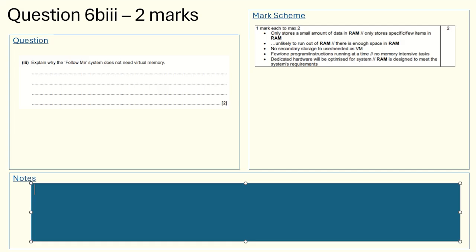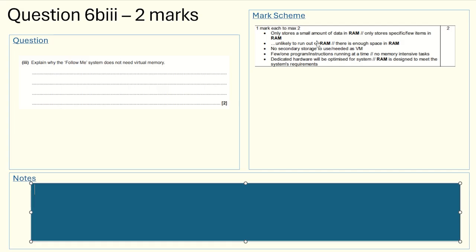So first mark point here, we can see it says it only stores a small amount of data in the RAM. So we don't actually need much data to be stored within this system. Therefore, it's unlikely that we're going to run out of RAM, because there's not actually that many variables happening with this system. All we really need to know is the distance from the car in front, how fast it's going, if it's turning, etc., which doesn't really use up that much memory, because there's only a few pieces of data there.